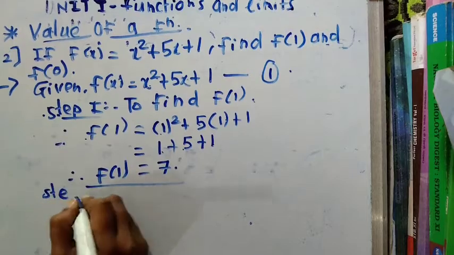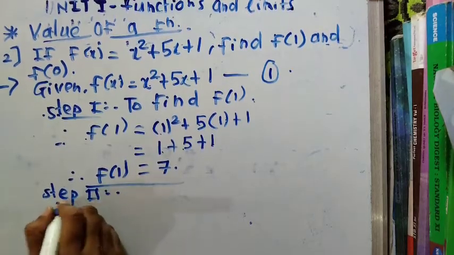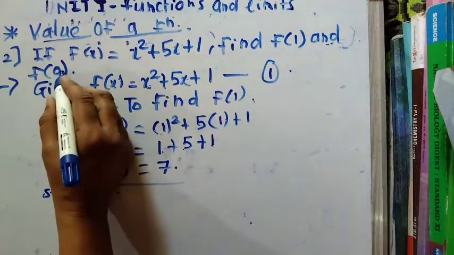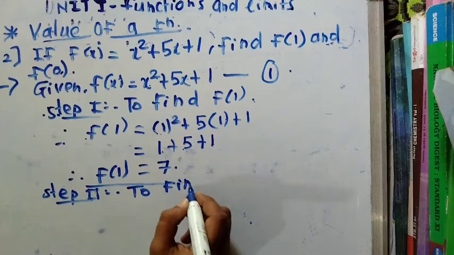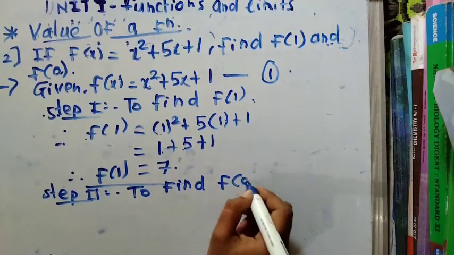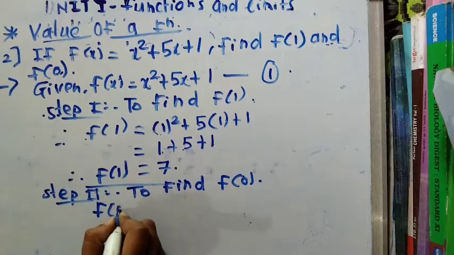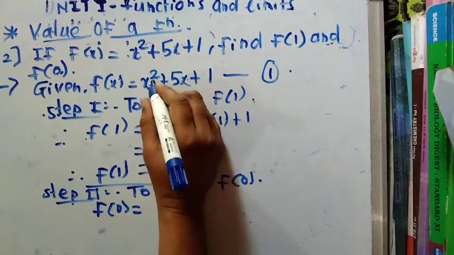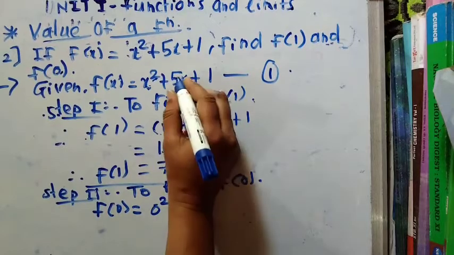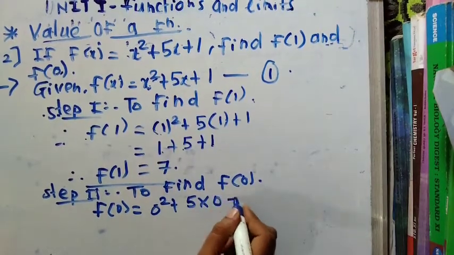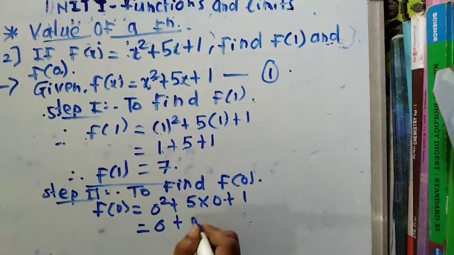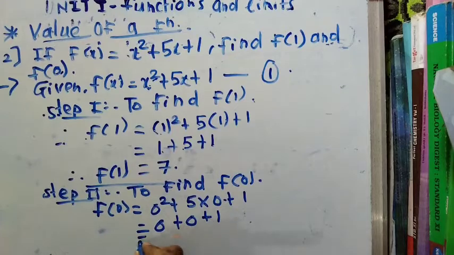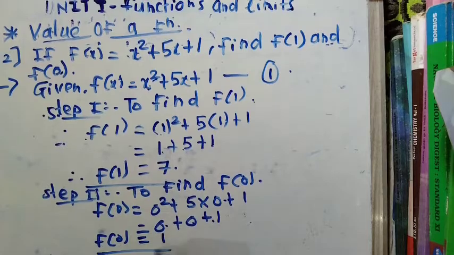Then step second, to find f of 0. So here put the value of 0. So 0 square plus 5 into 0 plus 1. So 0 square is 0, plus 5 into 0 is 0, plus 1. So 0 plus 1 is 1. So f of 0 value is 1.